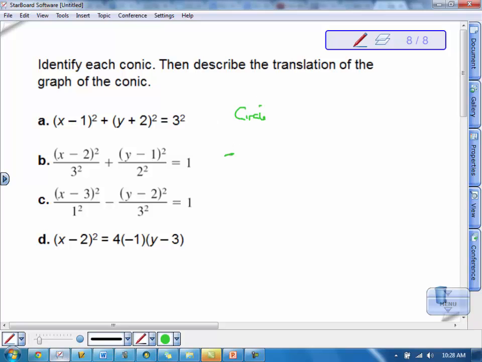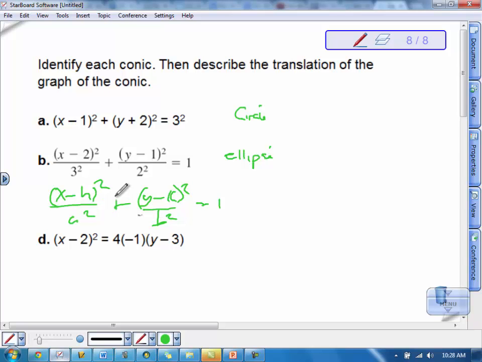The next one is an ellipse. You can see that for this ellipse, we have (x minus h) squared over a squared plus (y minus k) squared over b squared equals 1. So this is a horizontal ellipse with center at (2, 1). Okay, so we're going to do all those.